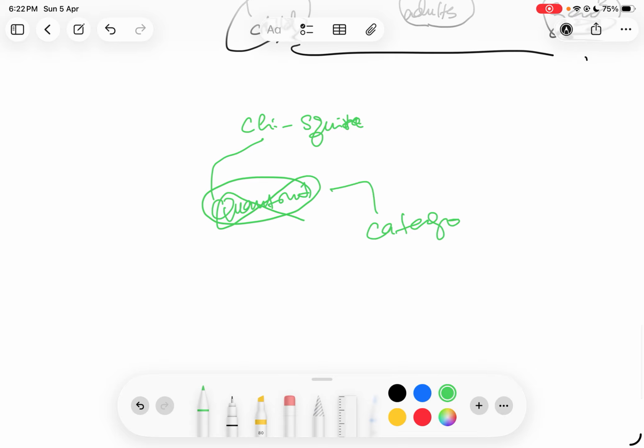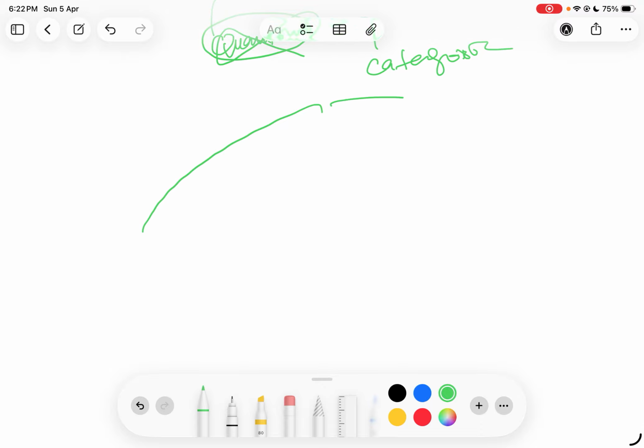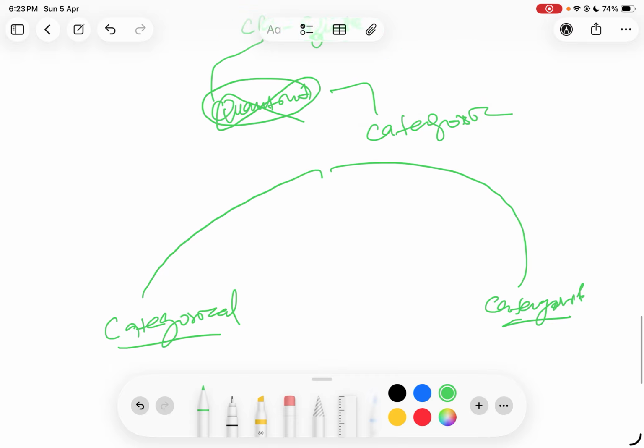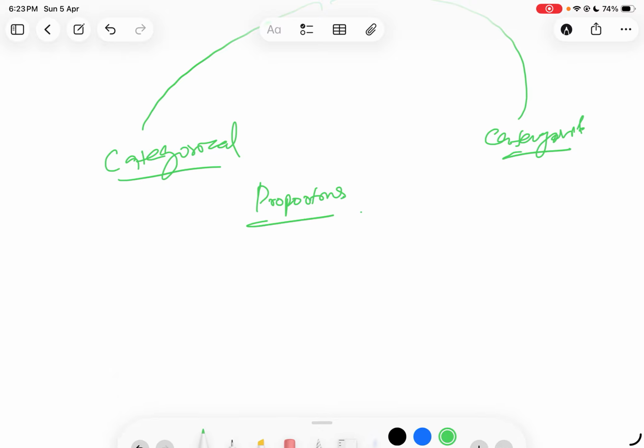In the case of the chi-square test, you have categorical data on both sides of the comparison. So this is categorical, this is categorical. In the chi-square test, we are basically comparing associations or proportions. So this was about the t-test, the ANOVA test, and the chi-square test.